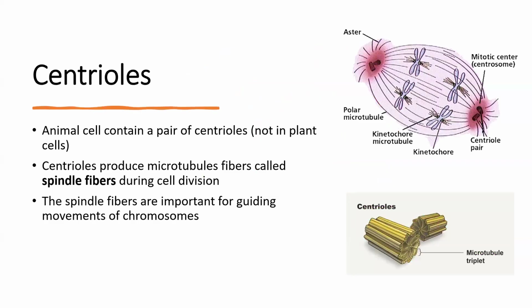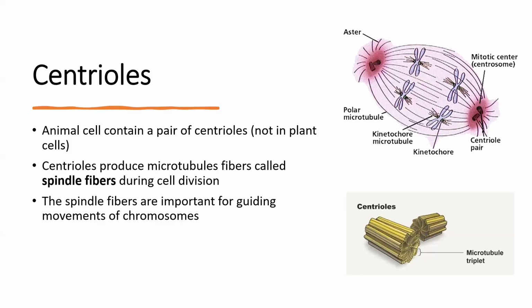Another organelle I want you to know is the centrioles. Animals have them, plant cells don't. They look like those dry spaghettis that you can buy, and usually there is a pair of them in the cell. The centrioles produce a special kind of microtubules called spindle fibers. We'll learn more about the spindle fibers later on in lecture 7, but for now, these are the fibers that guide the movement of chromosomes when the cell divides.